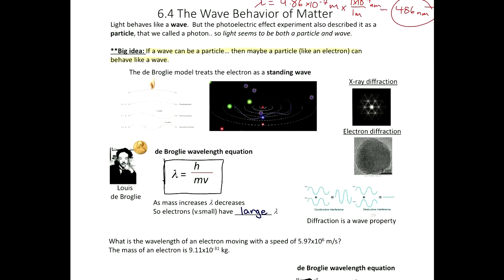This was an example where someone just guessed something, and later experiments came about and proved that they were right. So it was pretty impressive of him. The big idea here is that light is a wave and it can be a particle. So let's apply the same concept to an electron. An electron is a particle, but maybe sometimes it can be a wave.